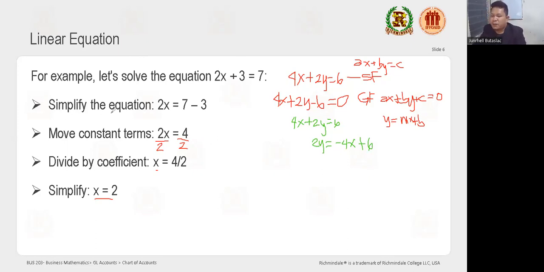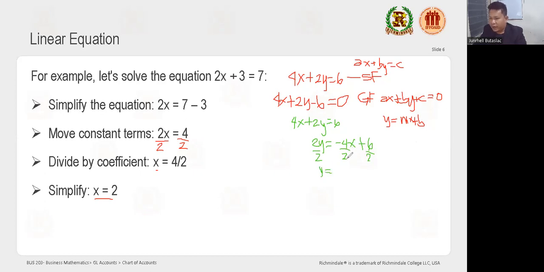Again, we need to simplify by dividing both sides by 2. So whatever number that you're going to simplify, that will be the divisor of both sides. So since 2 is here, you have to divide both sides by 2. 2y divided by 2 is equals to y. So you simplified it already.